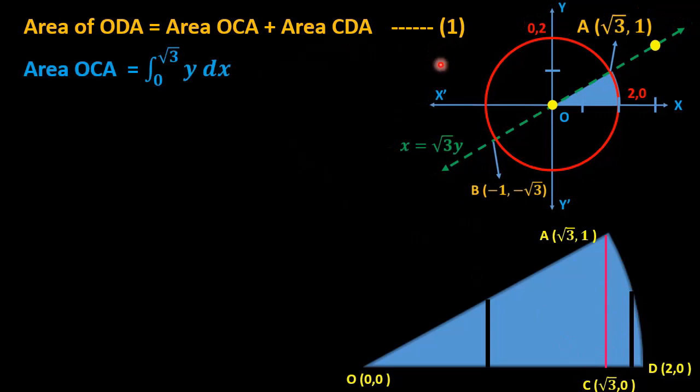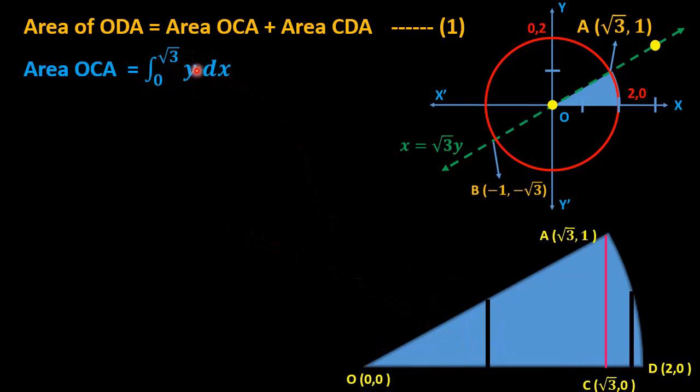Now we calculate the area which is on the left. So area OCA equals integration. Here we have taken the vertical stripe, so the limits will be from left to right. The x coordinate here is 0, and here the x coordinate is root 3. So the lower limit will be 0, the upper limit will be root 3, because we have to integrate from the origin till C along the x-axis. So it will be 0 to root 3, and since we have taken the vertical strip, it will be y dx.